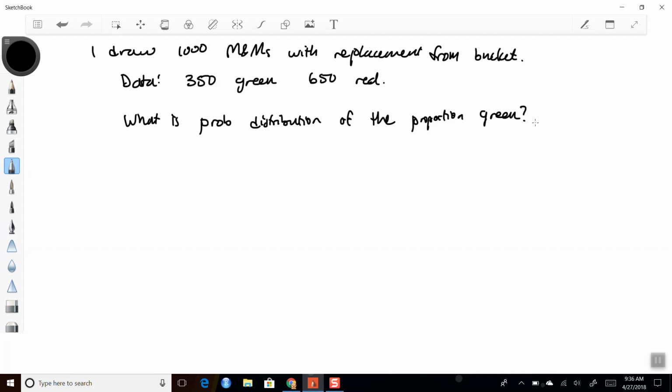parameters yet, okay? So let's get back to here and we just say, all right, what window of values of the proportion P do you think are possible now that you've seen 1,000 data points and 350 of them were green? What do you think?